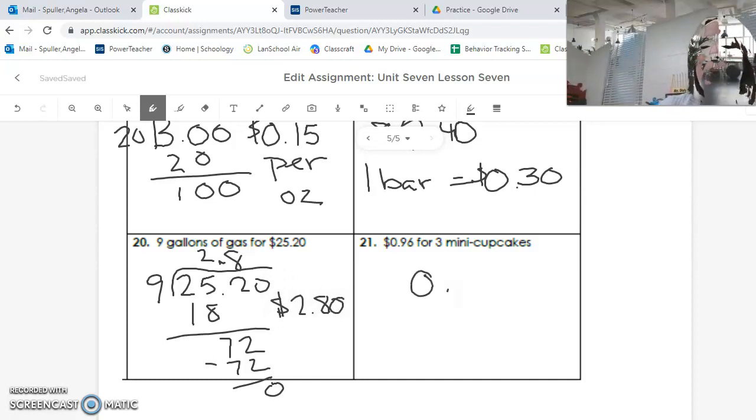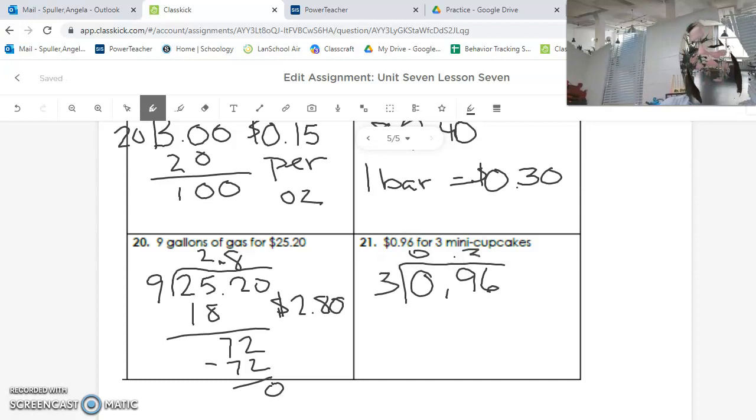All right, 0.96 divided by 3. Can't go there. You can go into 9 3 times. That's 9. Subtract that and get 0. Bring down the 6. Goes in there 2 times. So 1 cupcake costs 32 cents.